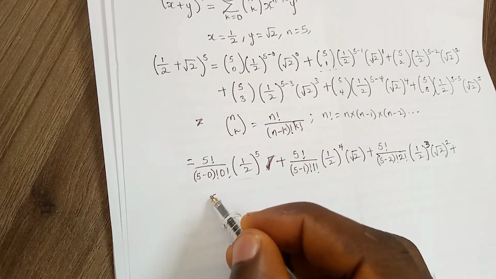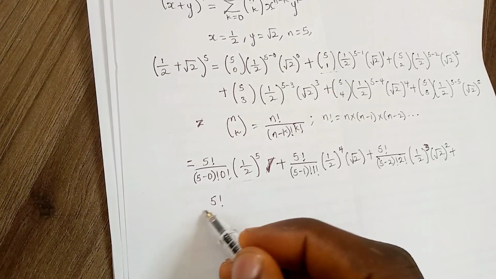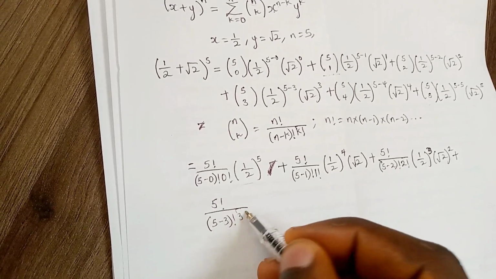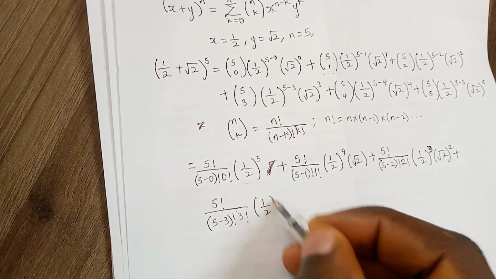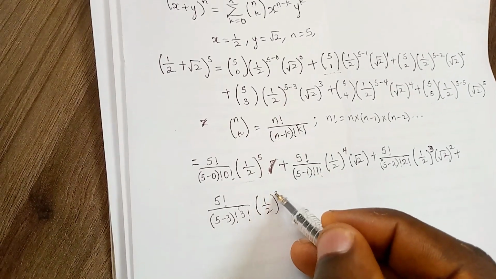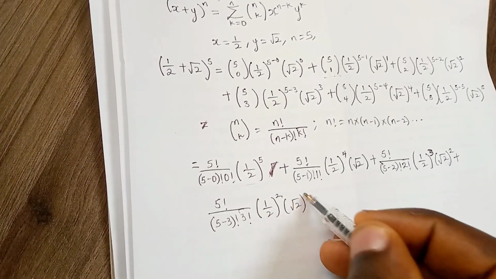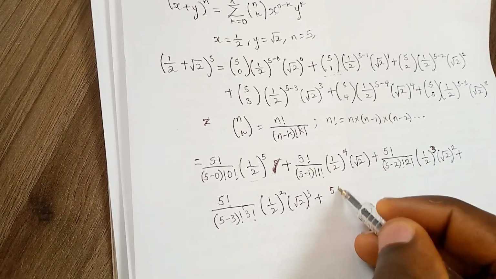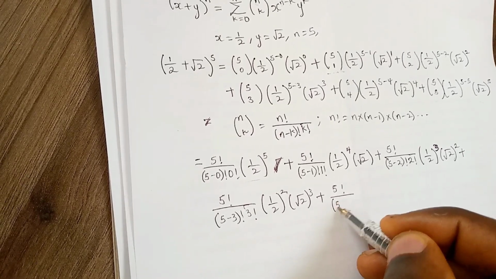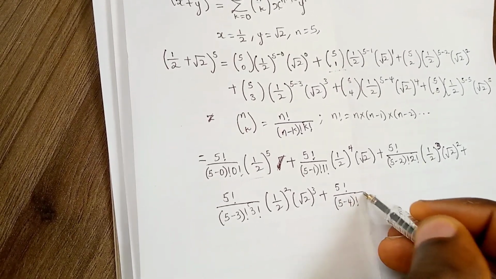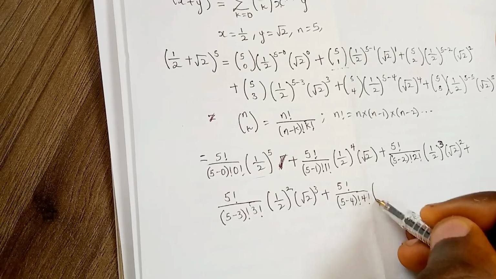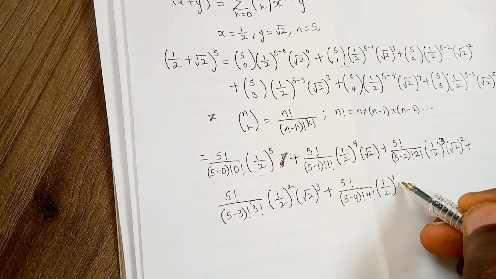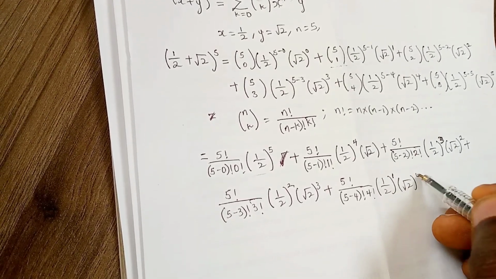Plus 5 factorial over (5 minus 3) factorial, 3 factorial. 1/2 to the power of 5 minus 3, which is 2, square root of 2 to the power of 3, plus 5 combination 4, 5 factorial over (5 minus 4) factorial, 4 factorial, and then we have 1/2 to the power of 5 minus 4, which is 1, and then the square root of 2 to the power of 4.